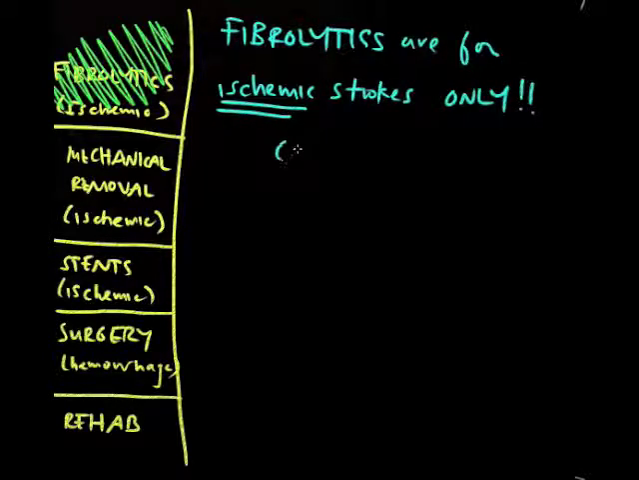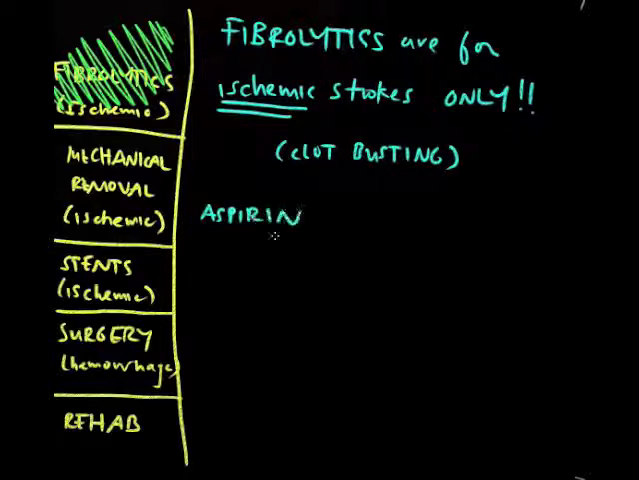Fibrolytics, also known as clot-busting drugs, are administered to try to break up the clot that is causing the ischemic stroke in the patient. They must be administered quickly after the onset of stroke, and the faster these are given, the higher the chance that brain damage will be limited. Aspirin and tissue plasminogen activator, or TPA, are the two most commonly used fibrolytics in the aftermath of stroke.